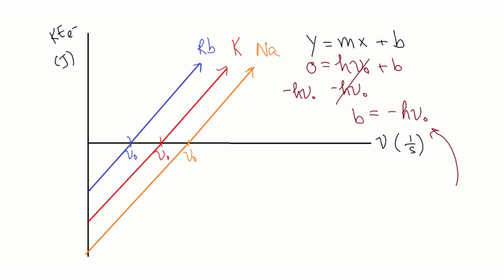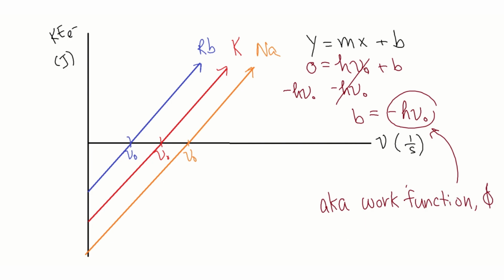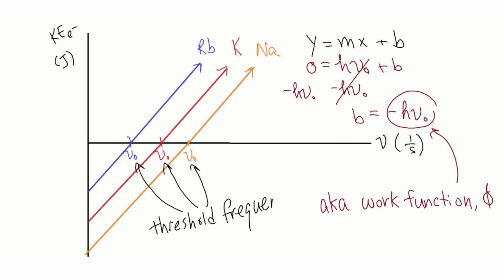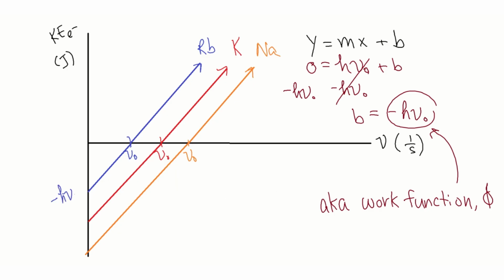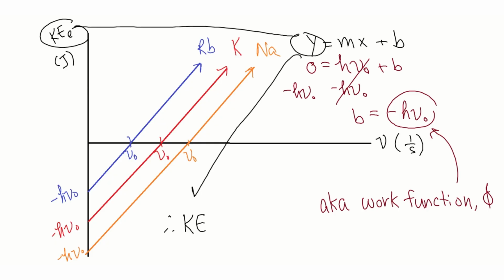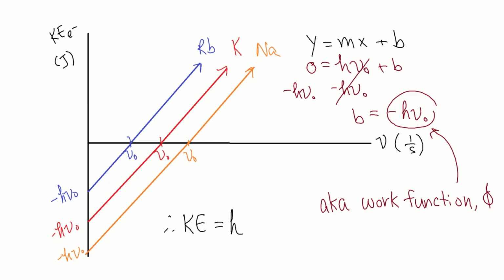By the way, this is also known as a work function, represented by the symbol phi. But you don't have to know that for our class. We'll just continue to use the concept of threshold frequency. Therefore, these lines are described by the kinetic energy is equal to Planck's constant times the frequency of the incoming light minus the work function.